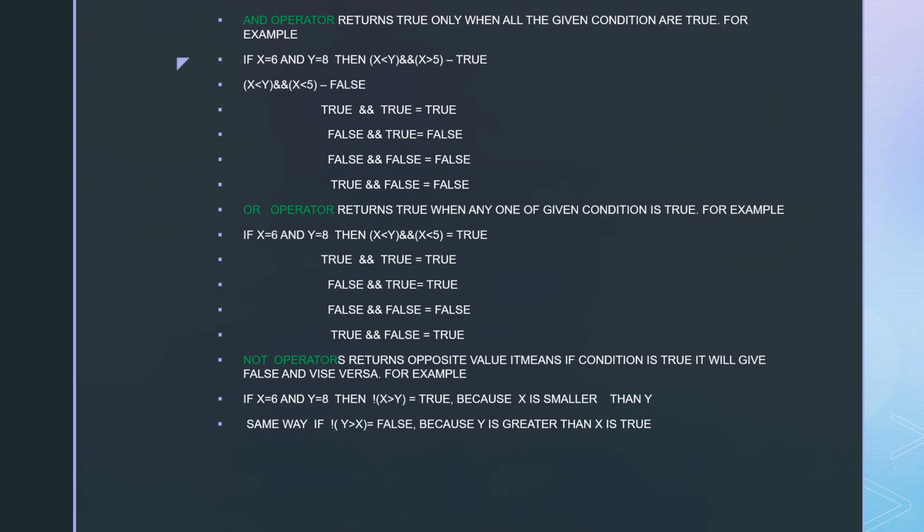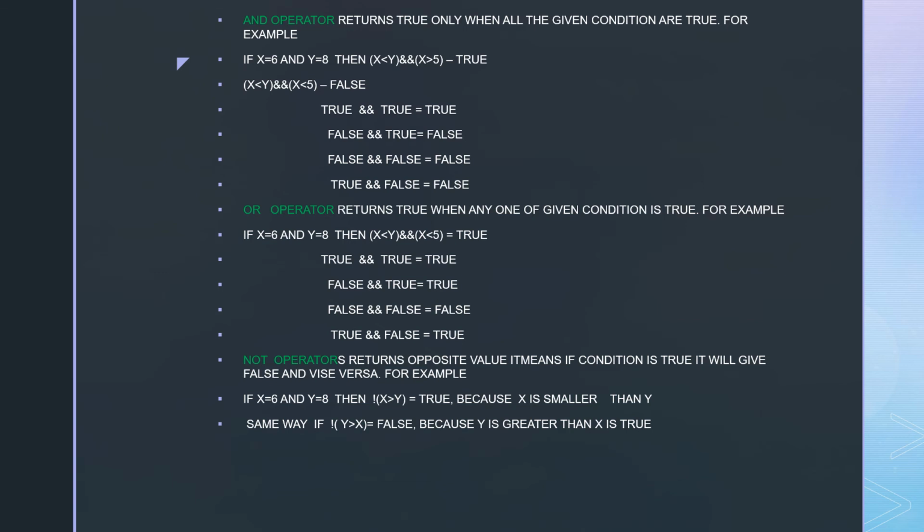And operator. It returns true only when all the conditions are correct. For example, if x is 6 and y is 8, then I ask the question, is x smaller than y and x greater than 5? If both conditions are true, then it will return true. So yes, here it is true. The next, x is smaller than y, but is x smaller than 5 also? But here we go, x is not smaller than 5, it is greater than 5, it is 6. So this will return false. So what I mean to say is if any of the two conditions is false, it will return the false value.